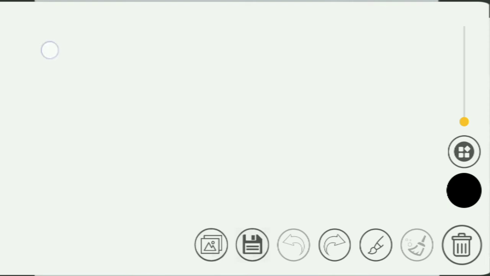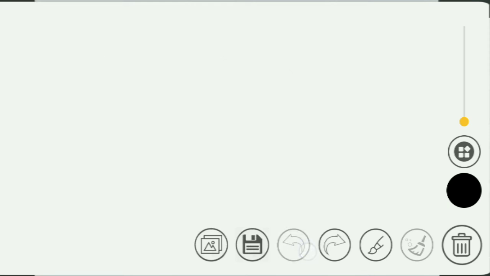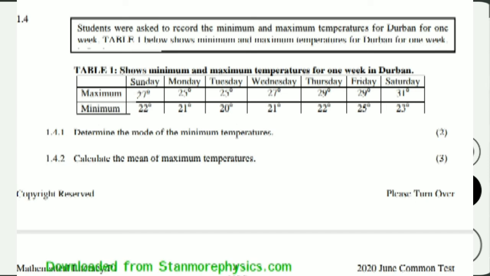So the mode is 21 and 22. This is the mode. I think by now you guys know the mode here. It's the number that repeats itself. That's the mode, in case you don't know, guys. So we're going to 1.4.2. Calculate the mean of the maximum temperatures. Now we're going to the mean.